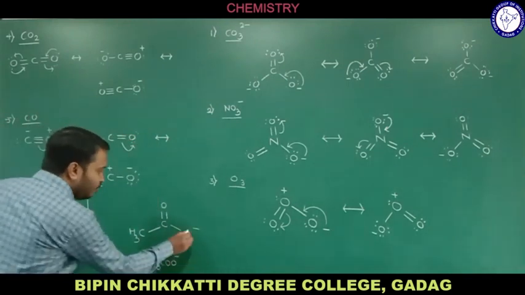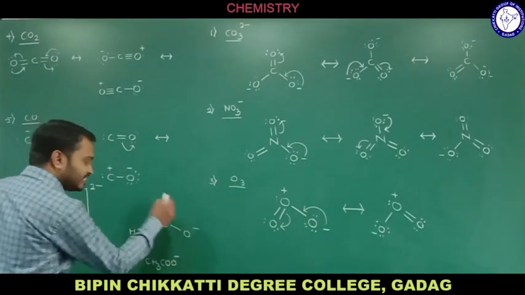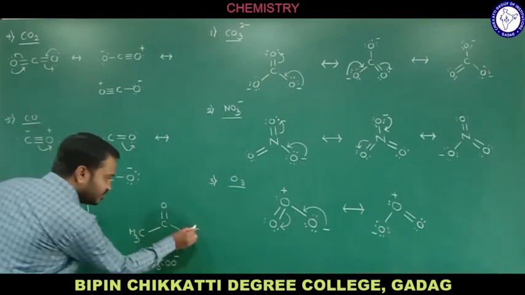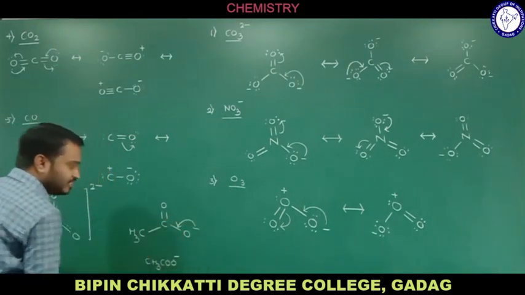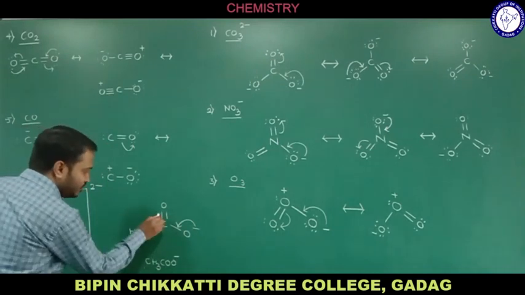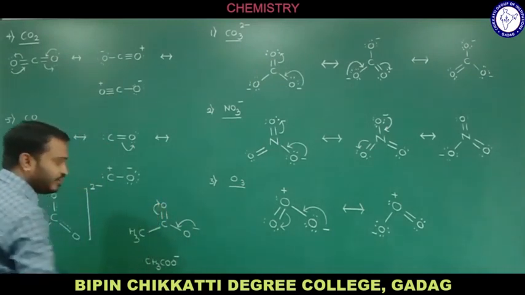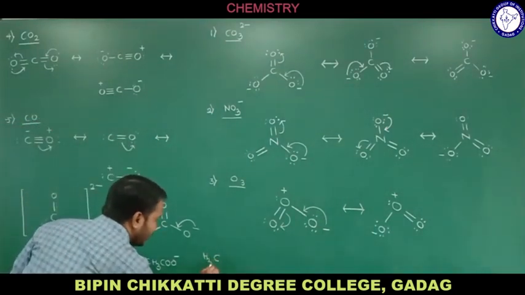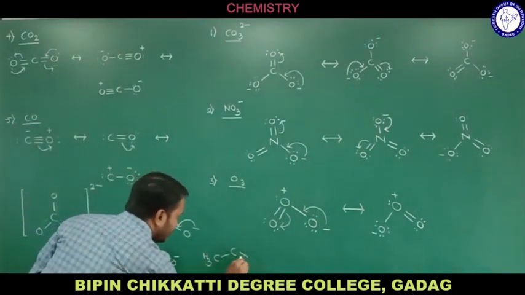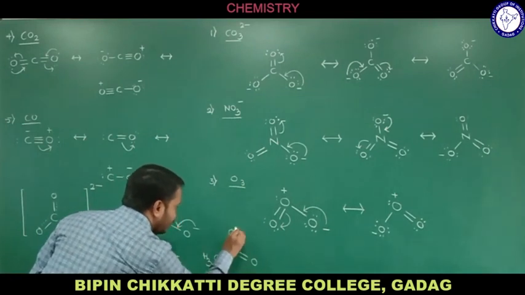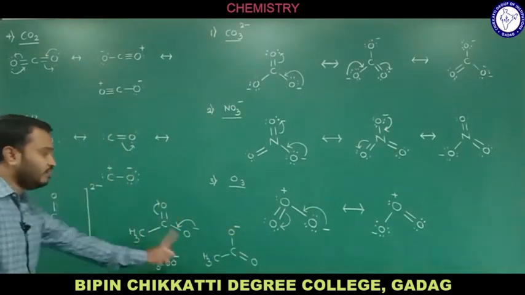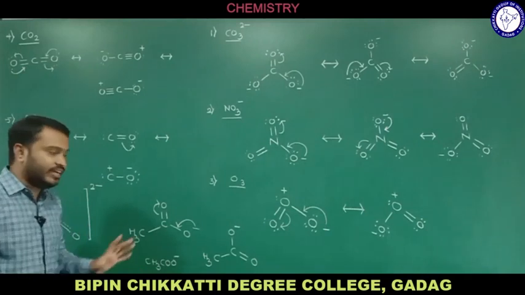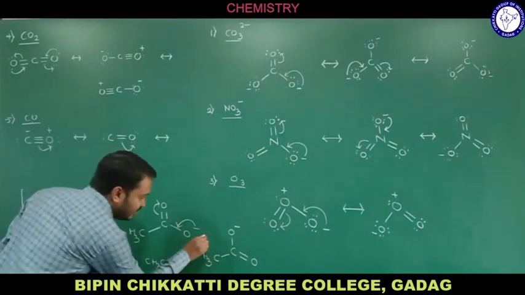This O minus has extra electrons over this oxygen, so they are going to shift over here, isn't it? And now the pi electrons, to satisfy the valency of carbon, are going to shift in this fashion. Because of that, let me write the structure over here: CH3 C double bond O, and here we get O minus. So this is how we can write the resonating structures for that one.